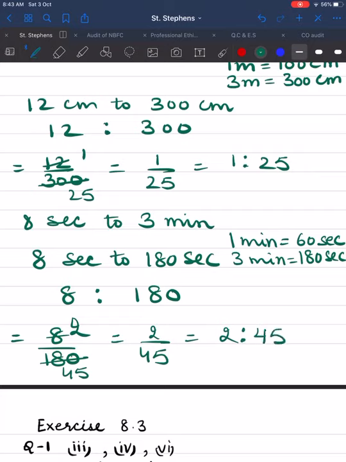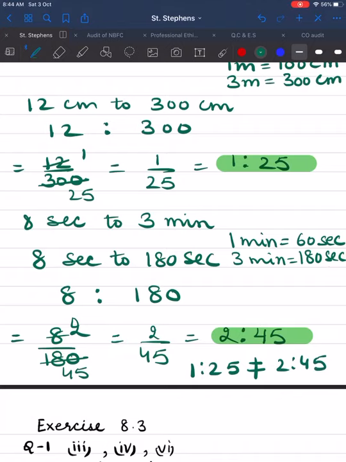So here children, the two ratios 1 ratio 25 and 2 ratio 45 are not same. So we say 1 ratio 25 is not equal to 2 ratio 45. So the two ratios don't form a proportion. And I hope children, you have understood the concept of proportion.